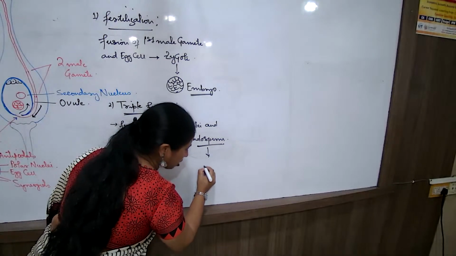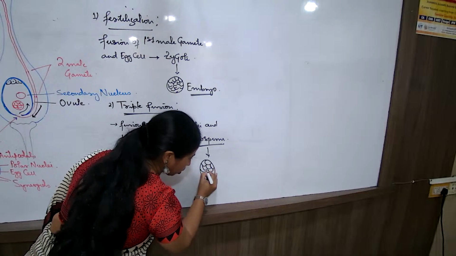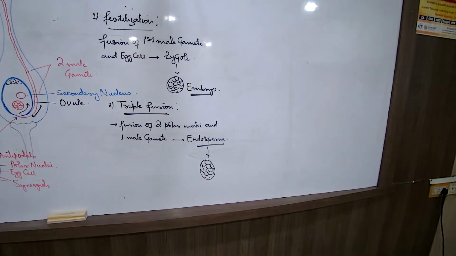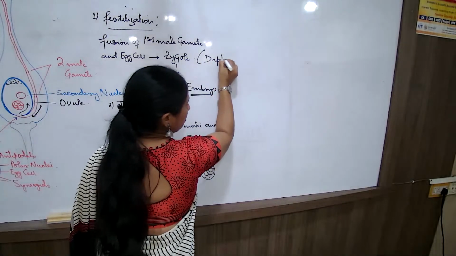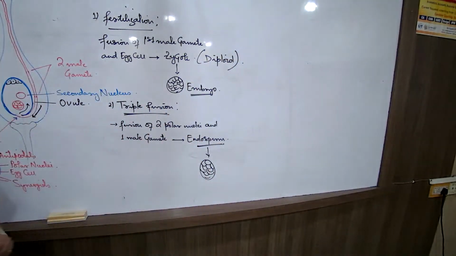This endosperm will also get converted into a multicellular structure, because endosperm and the zygote are both diploid cells. Though they are a single cell, they are diploid. This zygote was a diploid cell. I already mentioned the zygote is a diploid cell. What is the meaning? It has two half sets of chromosomes, from the female gamete and from the male gamete also.